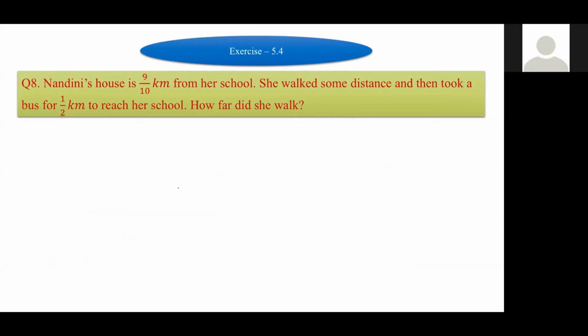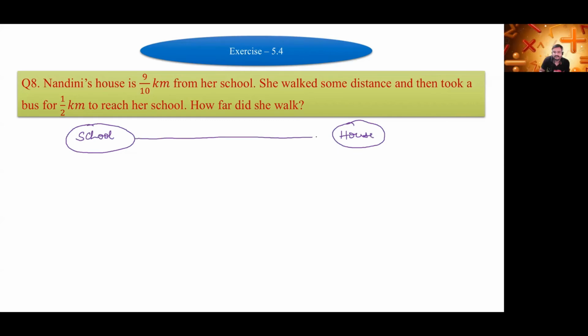Nandini's house is 9 by 10 kilometer from her school. She walked some distance and then took a bus for 1 by 2 kilometer to reach her school. How far did she walk? Sir, 1.5 means half kilometer. We will subtract 1 by 2 from 9 by 10. First, we will make the denominator the same and then we will subtract.